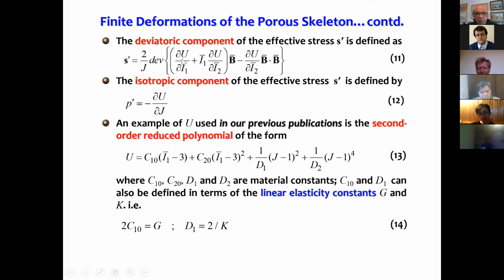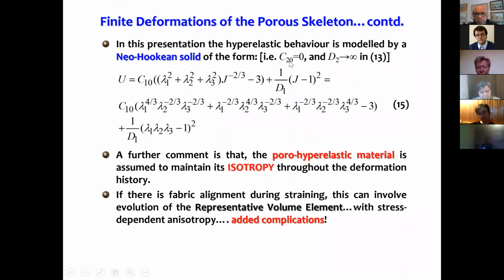So the neo-Hookean form is really that C20 is equal to 0, and then D2 tends to infinity. And then I can express the strain energy function in terms of the stretches in this particular way. So this is again a standard reduction in continuum mechanics.